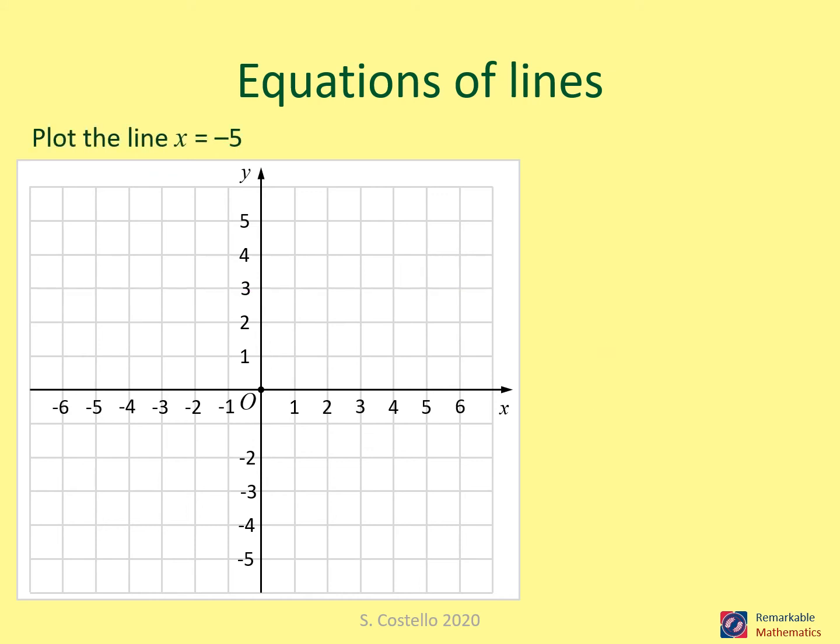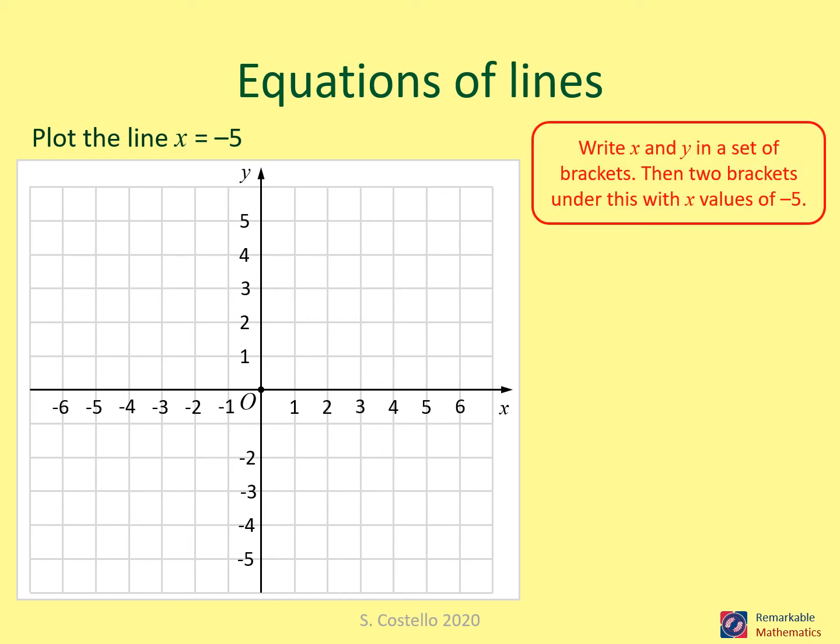Plot the line x equals -5. Again, write x and y in a set of brackets, then 2 brackets under this with the x value of -5. There's my x y bracket, first one with a -5, and the second one again with an x value of -5.